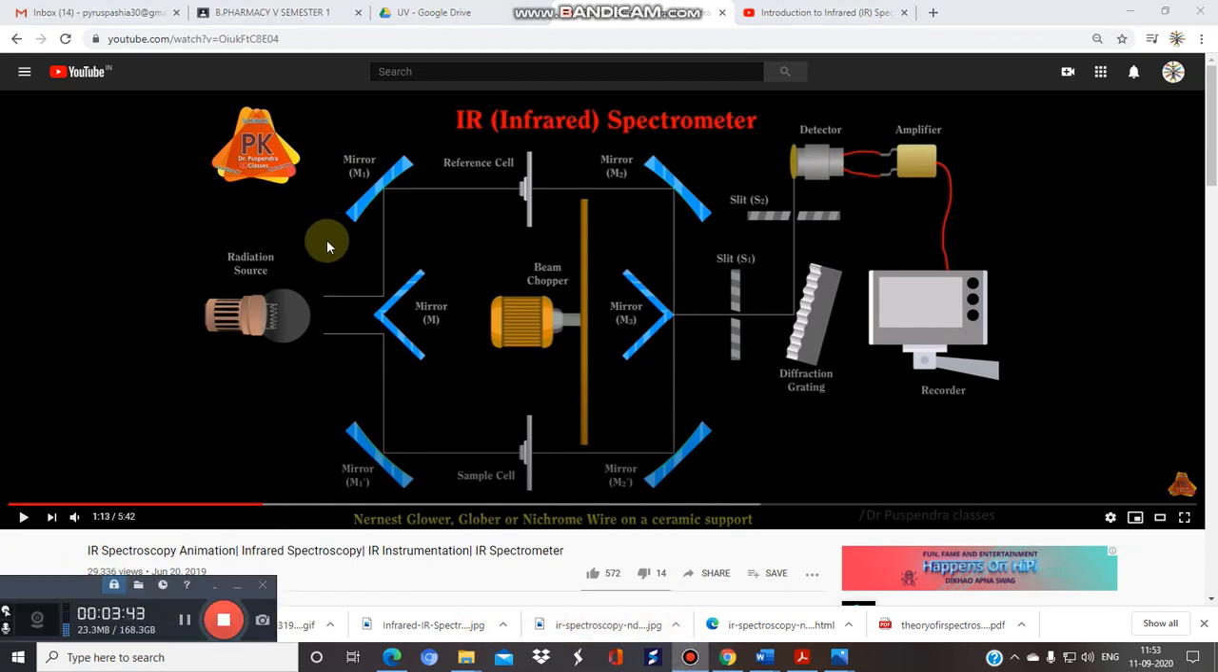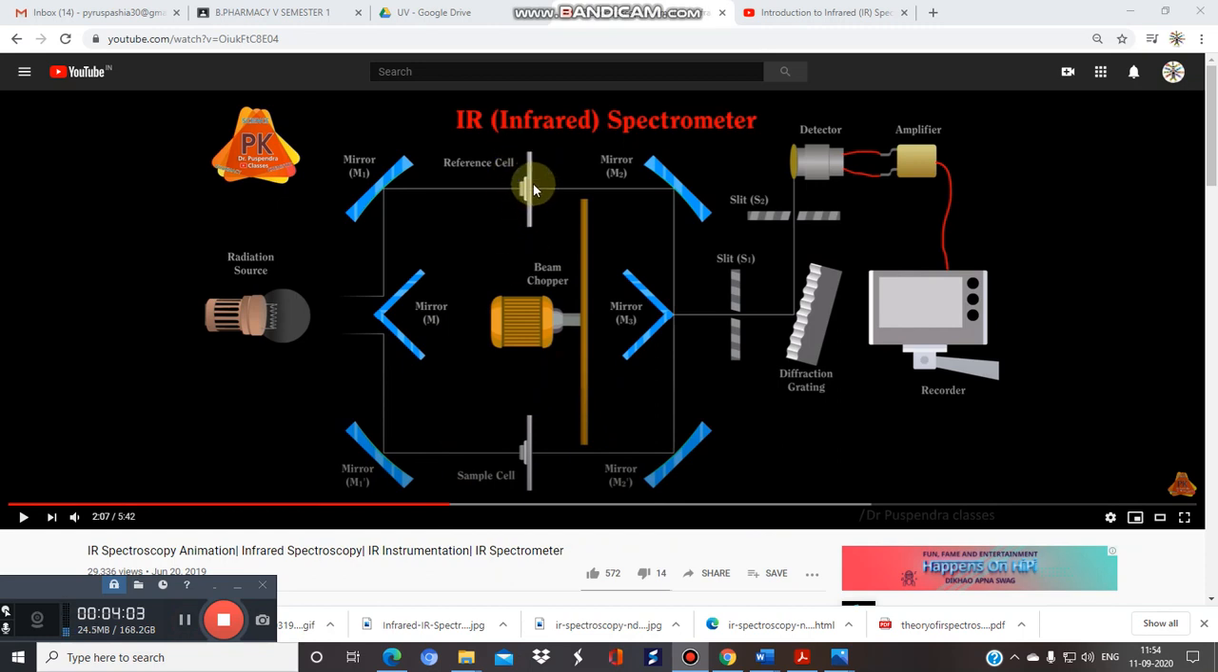So let's see the working now. The IR source basically uses the Nernst glower or the nichrome wire on a ceramic support. This is the radiation source. After the IR radiation, we have mirrors. We have M1 and M1 dash. So these mirrors will help to reflect the IR radiation towards the reference and the sample cell.